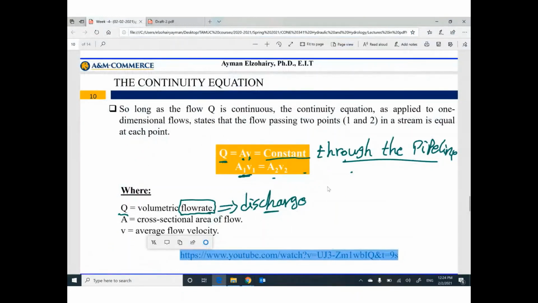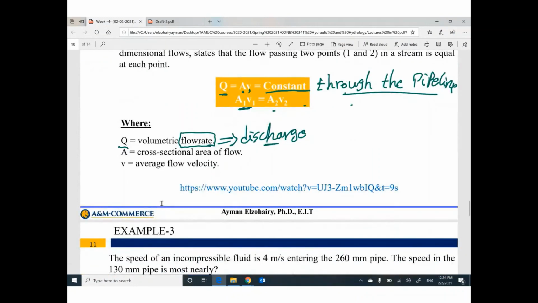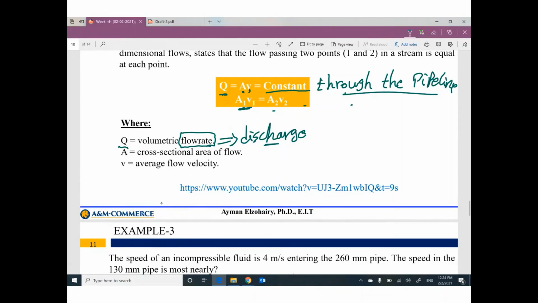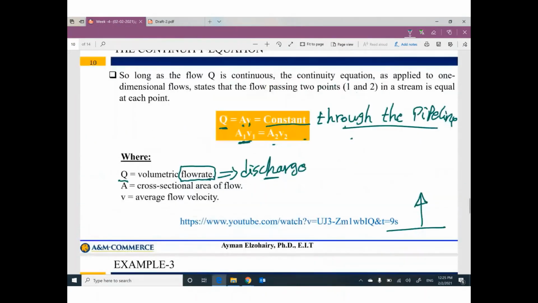So area times V is equal to the discharge, and this term is constant. I'm going to stop here. That's enough for today. Next meeting, I'm going to do some examples on the continuity equation and give more explanations.